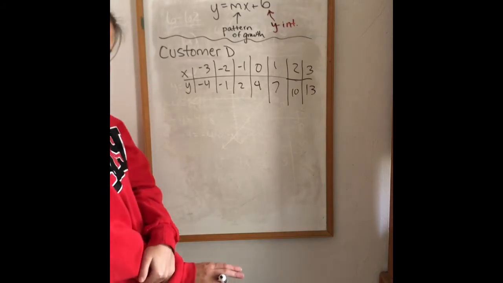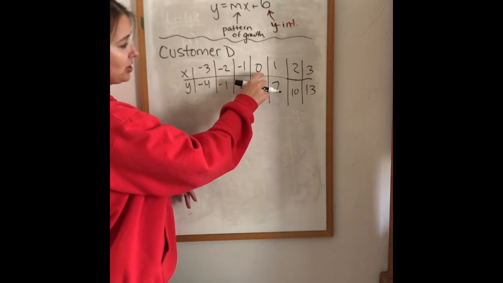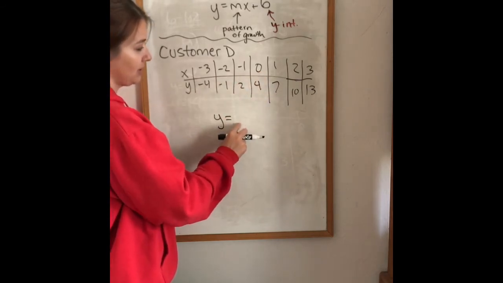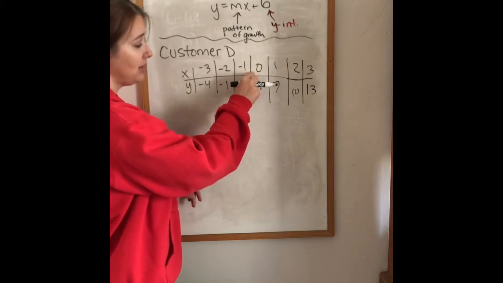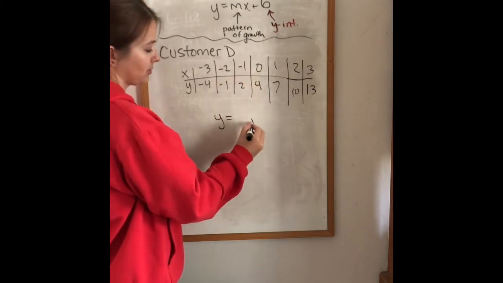So let's look and try and make a rule for it. So I see a good starting point for our rule, y equals something, because we don't know the pattern yet, but we do see our y-intercept is (0, 4). So I'm going to put +4.